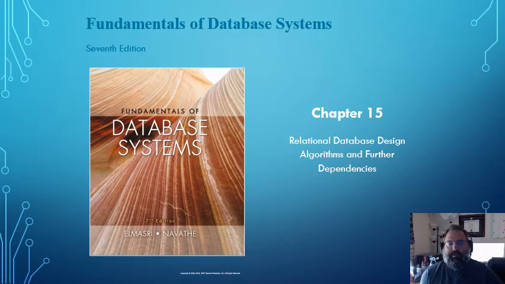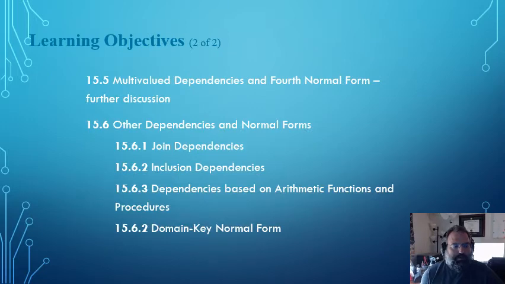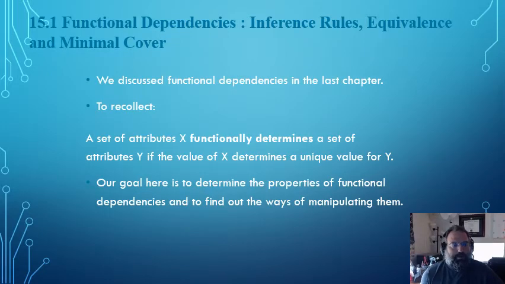Chapter 15 deals with relational database design algorithms and further dependencies. Here are the sections we'll be going over: 15.1 through 15.4, and then 15.5 and 15.6. Functional dependencies, inference rules, equivalence and minimum cover.